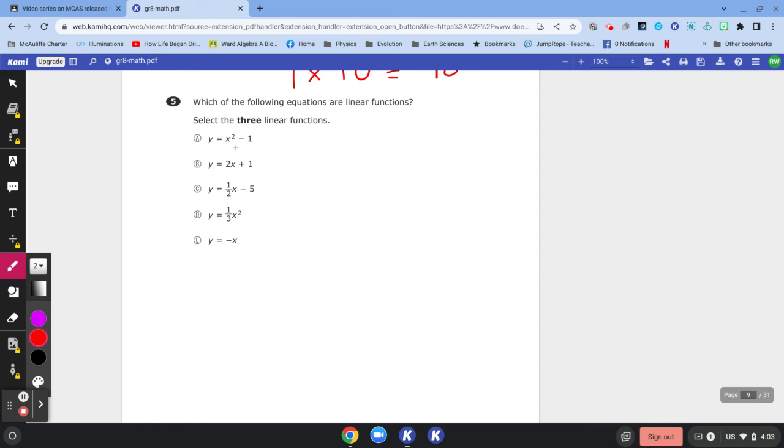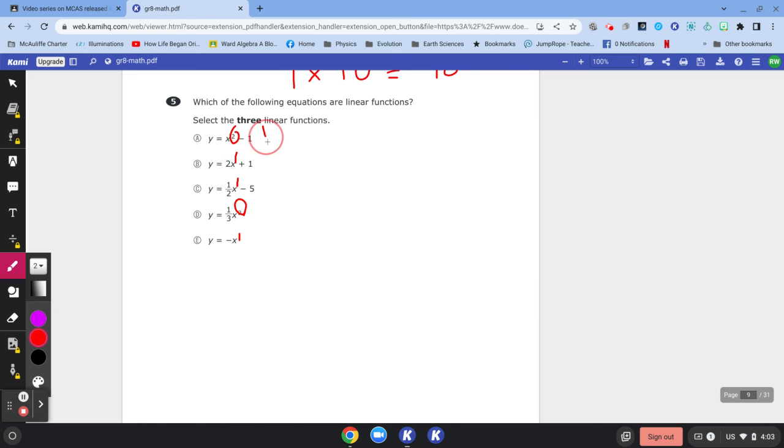Well, what you want to look for is x accompanied by an exponent other than 1. Now, if there's no exponent, we assume there is an exponent of 1 there. We just don't need it. So these all have exponents of 1. But this one here has an exponent of 2. And this one also has an exponent of 2.